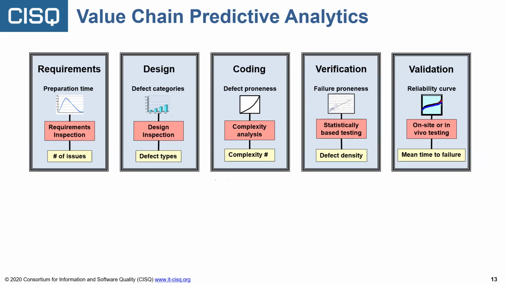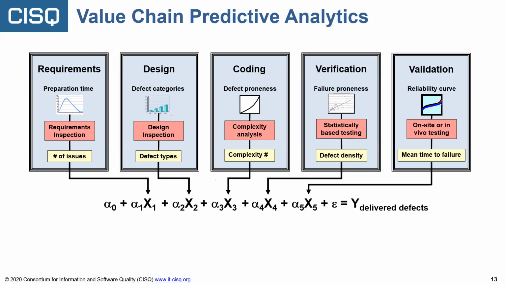Those quality assurance activities produce data from the results of that activity. And I could take that data and enter it into, in this case, what looks like a regression equation that predicted the number of defects I would deliver to the customer at the end. Now, let's just say that's one of the critical measures we're trying to maximize and optimize when we deliver our product to the customer.